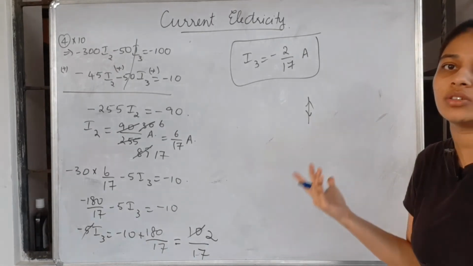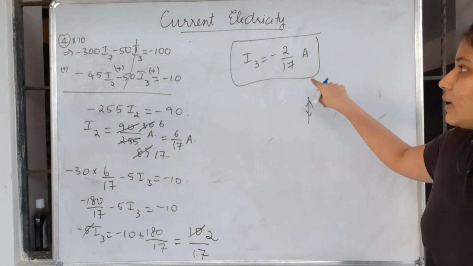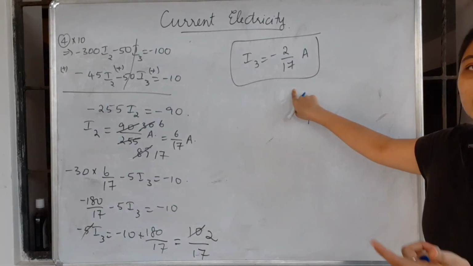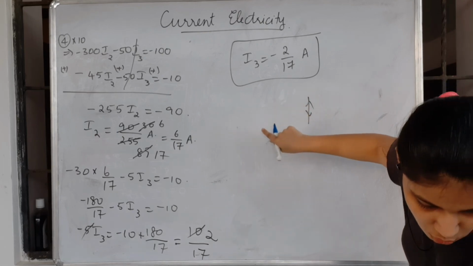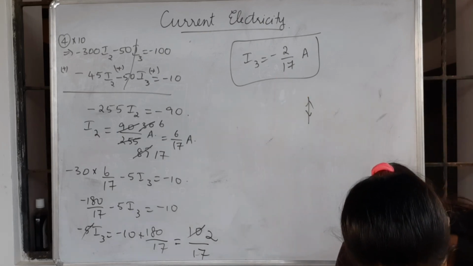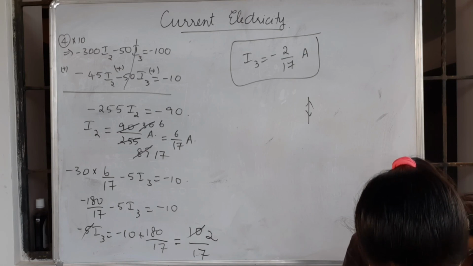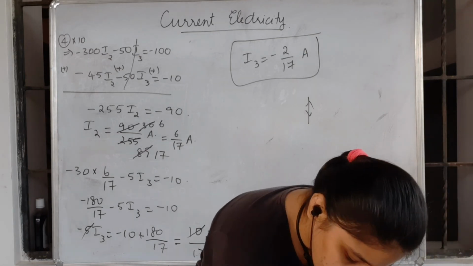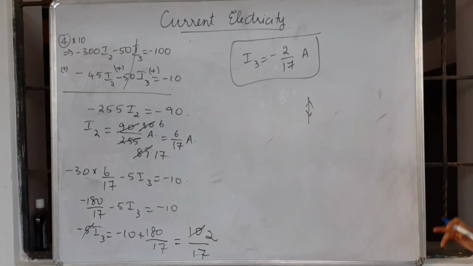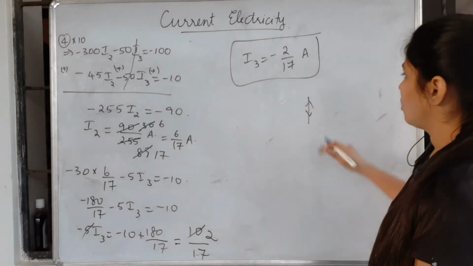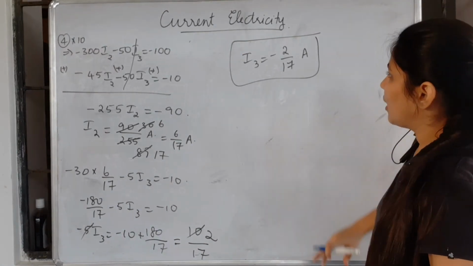Even if your direction is wrong, automatically you will get a negative value in the answer, so you can correct your direction. So instead of flowing from, what did we choose, A, B, C, D, what was that? From B to D, the current will be flowing from, yes, instead of flowing from B to D, it will be flowing from D to B. That is the thing. Okay, so I3 current is minus 2 by 17.